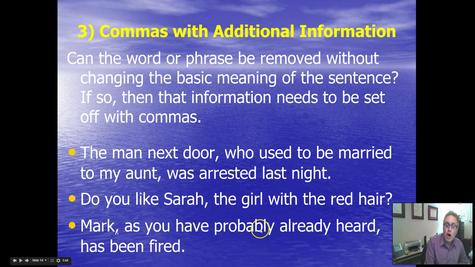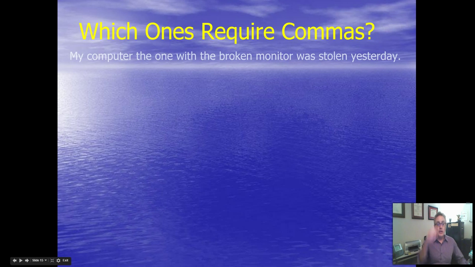I am simply nodding to my readers or to my listeners saying, you probably have already heard this, but I just want you to know, in case you haven't, that Mark has been fired. Mark, as you probably have already heard, has been fired. So because this is additional information, I set it off with commas. So let's look at these.